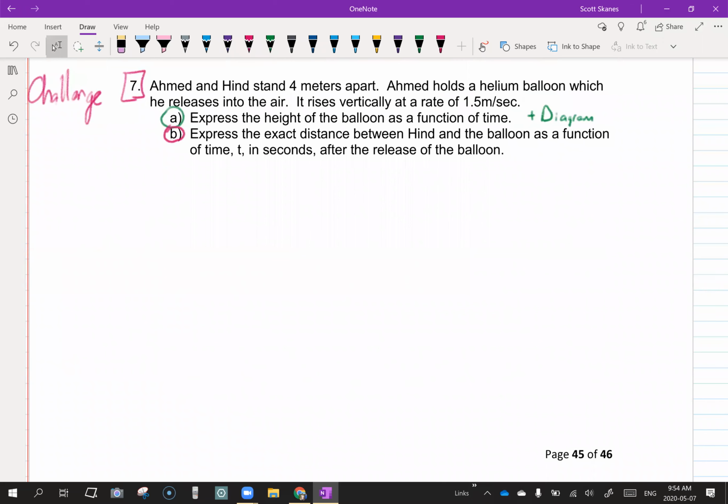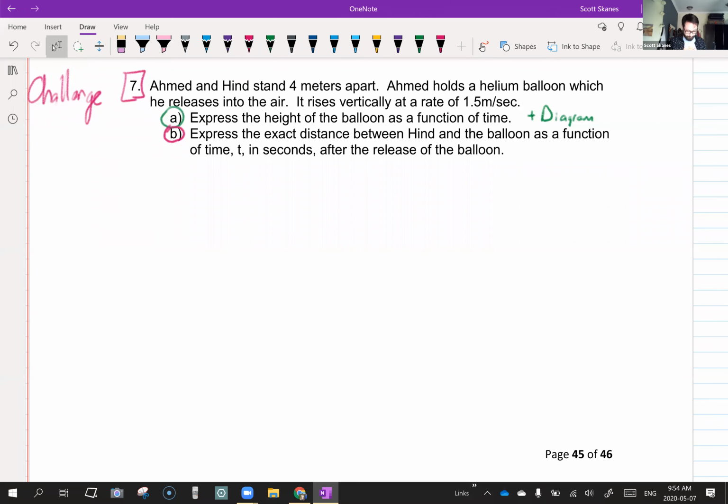Ahmed and Hind stand 4 meters apart. Ahmed holds a helium balloon, which he releases into the air. It rises vertically at a rate of 1.5 meters per second. Express the height of the balloon as a function of time. Express the exact distance between Hind and the balloon as a function of time, t, in seconds after the release of the balloon.